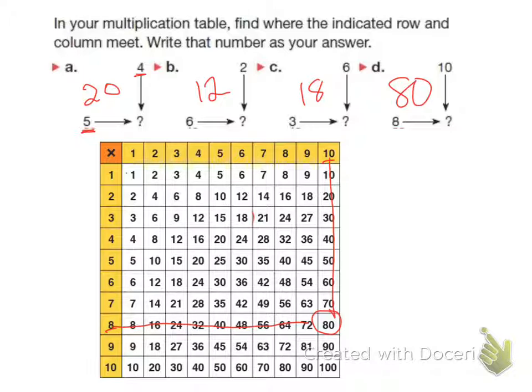Let's say I wanted to find the answer for the problem 6 times 7. Well, I would start with 6 on the left and 7 at the top, and I'd follow it over until they run into each other. So 6 times 7 equals 42.